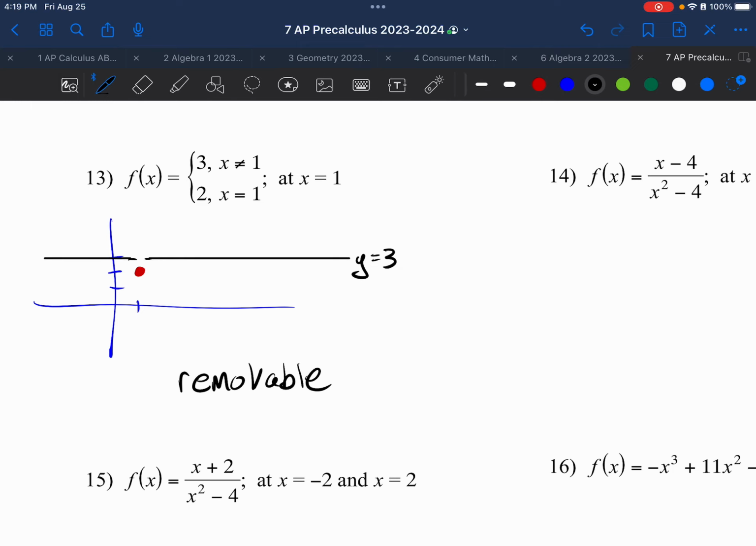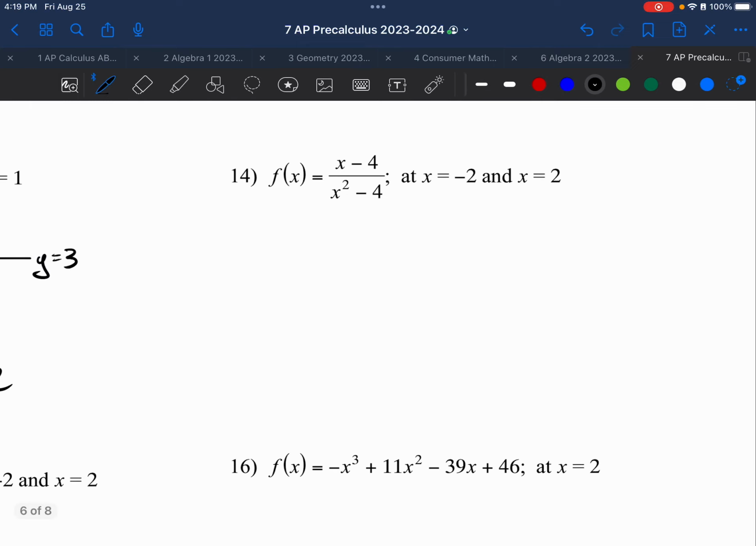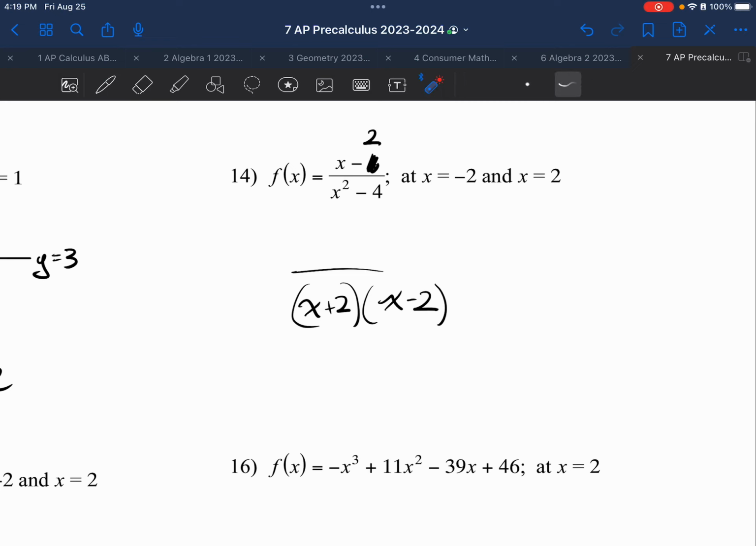Removable discontinuity. In number 14, I'm going to go, ooh, I've made a mistake on this one. I think, yeah, you can't do this. Let me talk about the mistake. I think what maybe I meant to say here was x minus 2, but then the answers on the back still don't make sense. Because watch what happens with the bottom. When I factor the bottom, it's going to be x plus 2 and x minus 2. And then I was hoping that one thing would cancel out, like x minus 2 and x minus 2. But that didn't happen. This is just a bad problem.